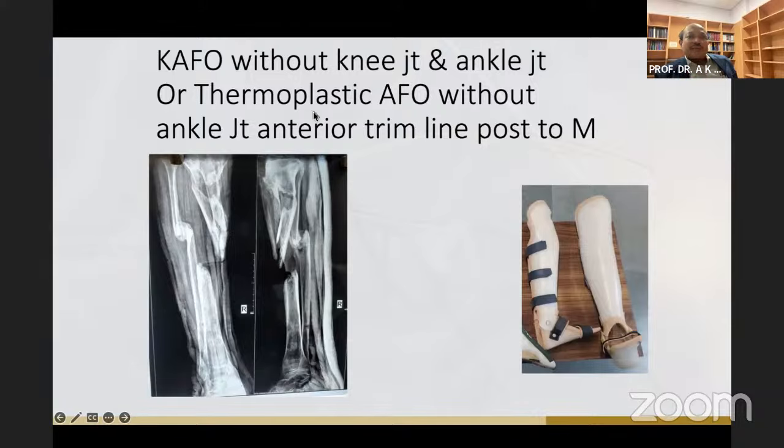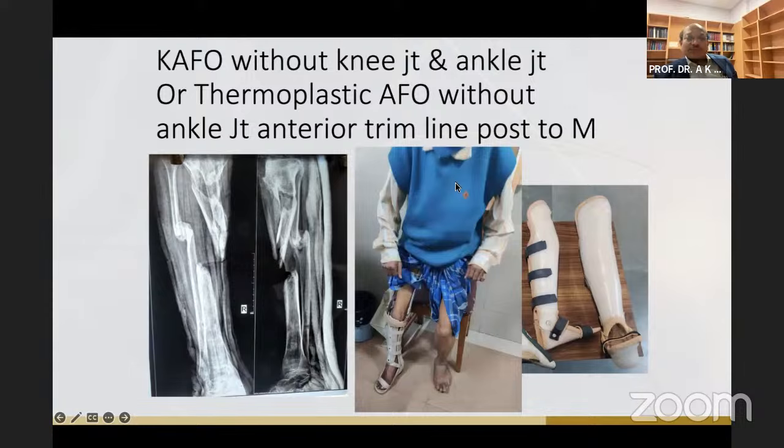Now the cuff without knee joint is applied. So what is the orthosis of choice? It should be a cuff without knee joint and ankle joint, or a thermoplastic AFO without ankle joint, with the anterior trim line posterior to the malleolus. See, this type of orthosis I have prescribed. Now the patient can stand and even walk with this. We have given a joint, which is basically a posterior offset knee joint, so that automatic flexion is available. If the patient wants to sit, the patient can sit with flexion, but during extension it does not allow hyperextension.